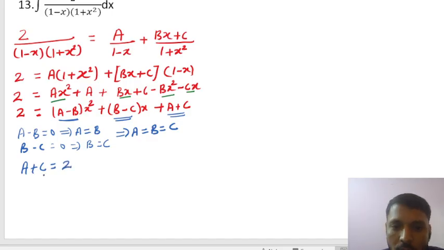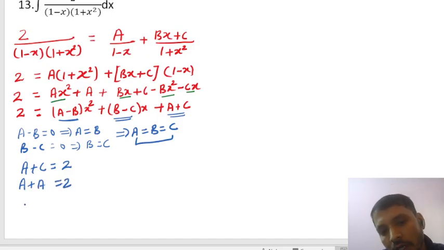Now we have to replace A and C in the same term, since C also is equal to A. So here I am writing A, and I am going to replace C with A, because we know that A, B, and C all are equal. So it is also A, and this is equal to 2. That means finally we can say 2A is equal to 2.